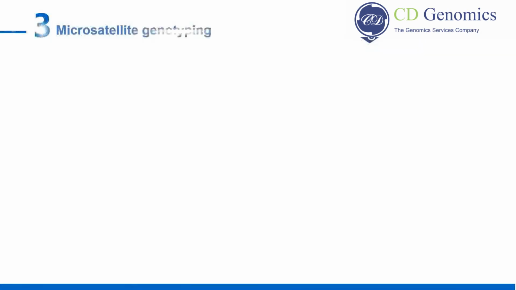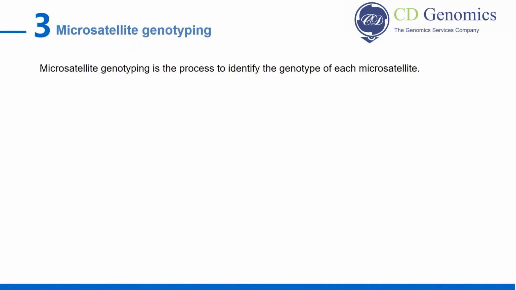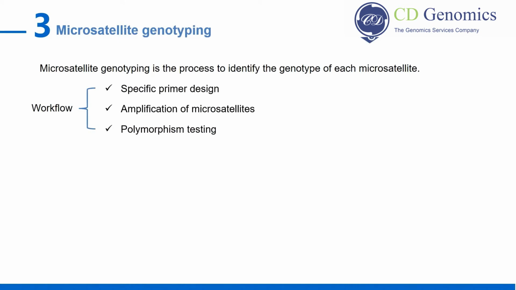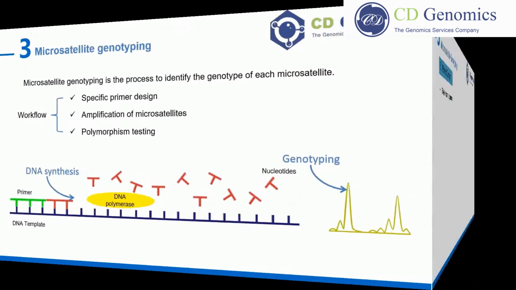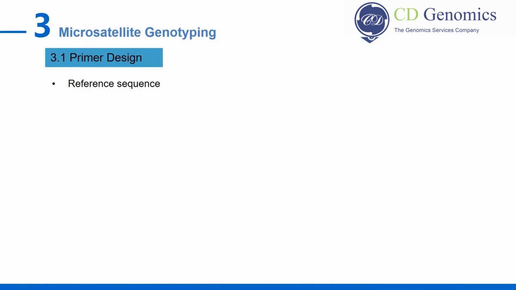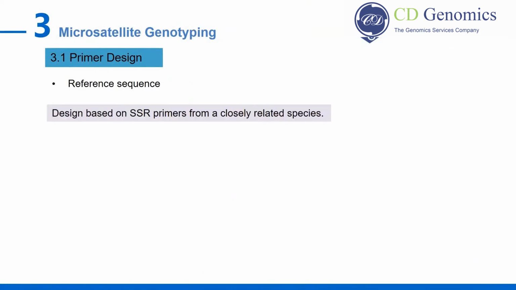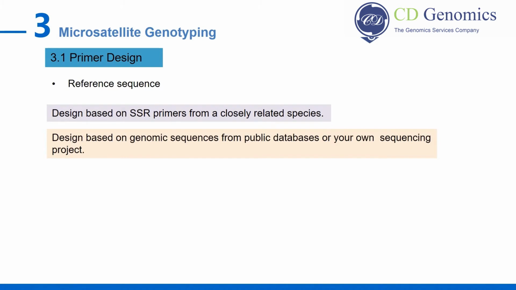Genotyping is the process to identify the genotype of each microsatellite. The workflow of microsatellite genotyping generally involves specific primer design, amplification of microsatellites, and polymorphism testing. If someone has developed SSR primers for a closely related species, these primers will be well worth checking in your species. If, however, there are no primers developed for related species, you may need to design your own.